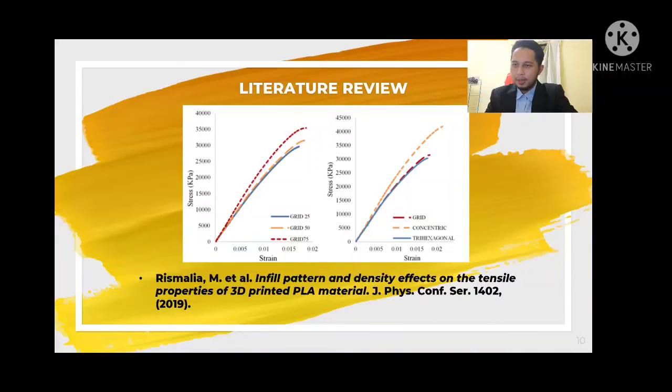Other studies were done by Rismalia M on the infill pattern and density effects on the tensile properties of 3D printed PLA material. 3 infill densities, 35%, 50%, and 75%, and 3 infill patterns, grid, trihexagon, and concentric, were chosen. The tensile test, ASTM D638, was employed to obtain the material properties based on these two printing parameters. Young's modulus, yield strength, and ultimate strength were recorded and examined. The results showed that the tensile properties increase as infill density increases. Of the 3 printing patterns, the concentric has the highest value of tensile properties regardless of the infill densities.